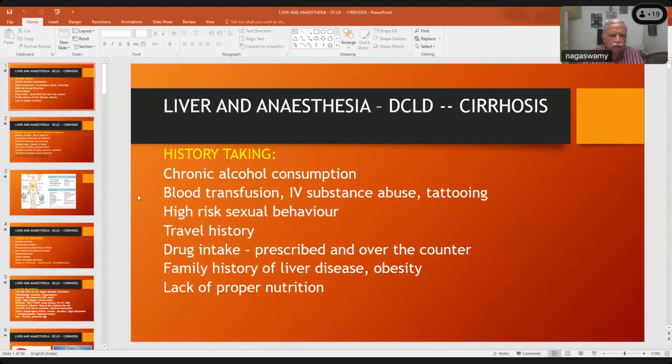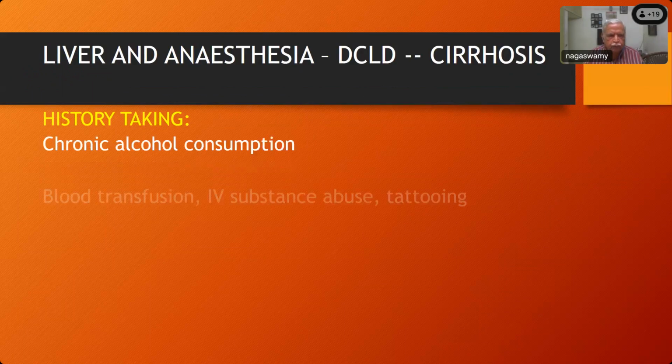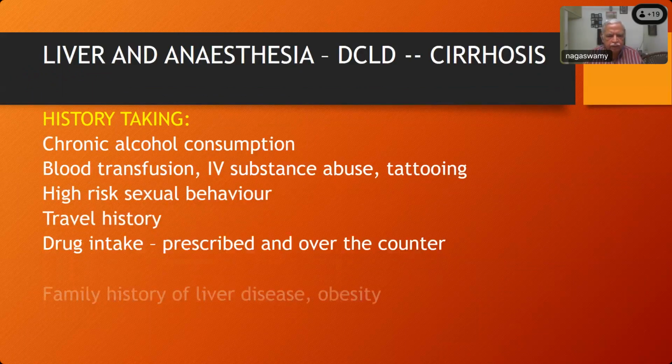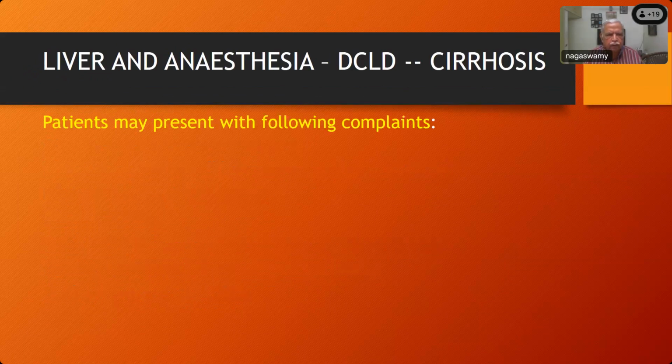Taking the history, you have to ask all these questions about alcohol consumption, blood transfusion, IV substance abuse, even tattooing is important, and sexual behavior, travel history, drug intake, family history of liver disease, obesity, and lack of proper nutrition. All these things are very important.